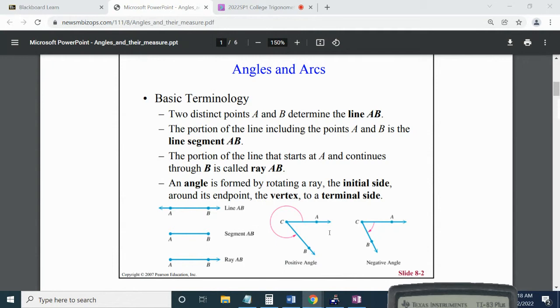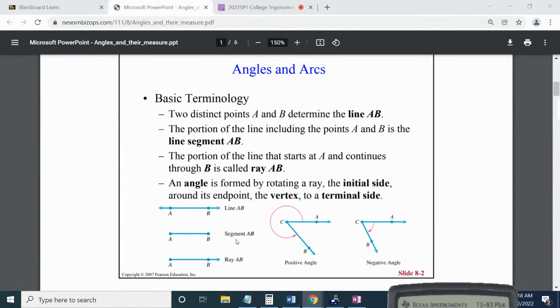As far as basic terminology is concerned, we just have two distinct points, A and B. That's called a line. Notice that there are two distinct points. The arrowheads indicate that the line extends forever in both directions.